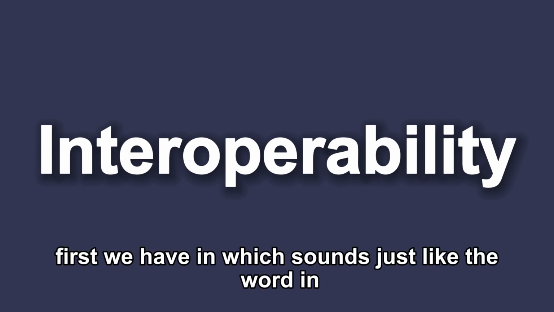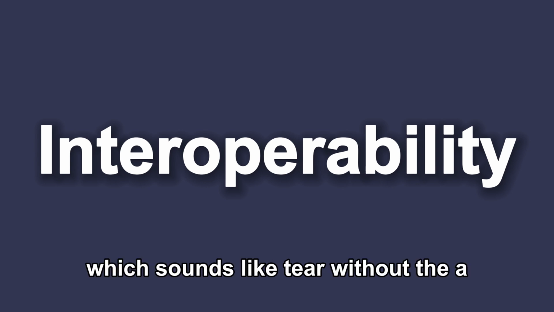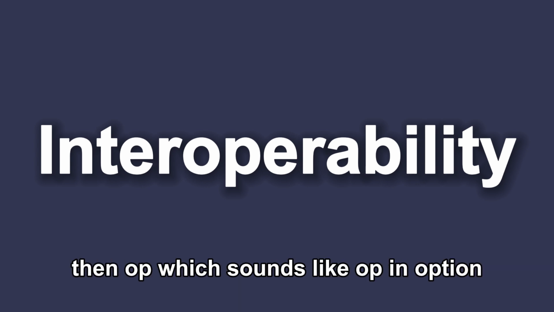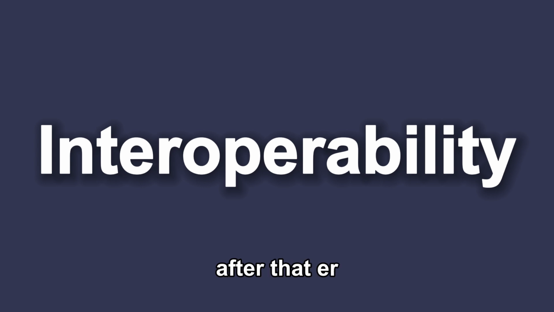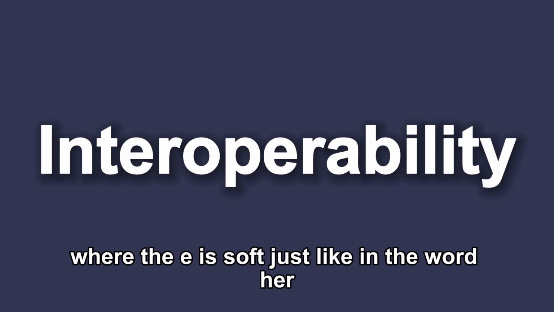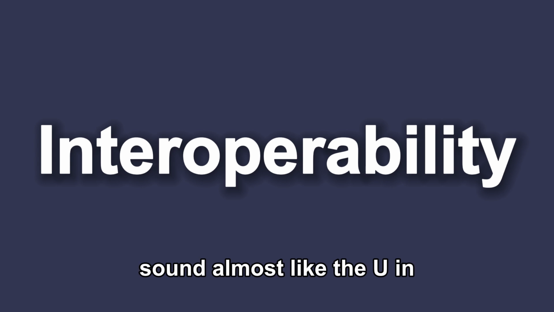First we have in, which sounds just like the word in. Next, ter, which sounds like tier without the A. Then op, which sounds like op in option. After that, per, where the E is soft, just like in the word her. Now, a, which is a soft sound, almost like the U in but.